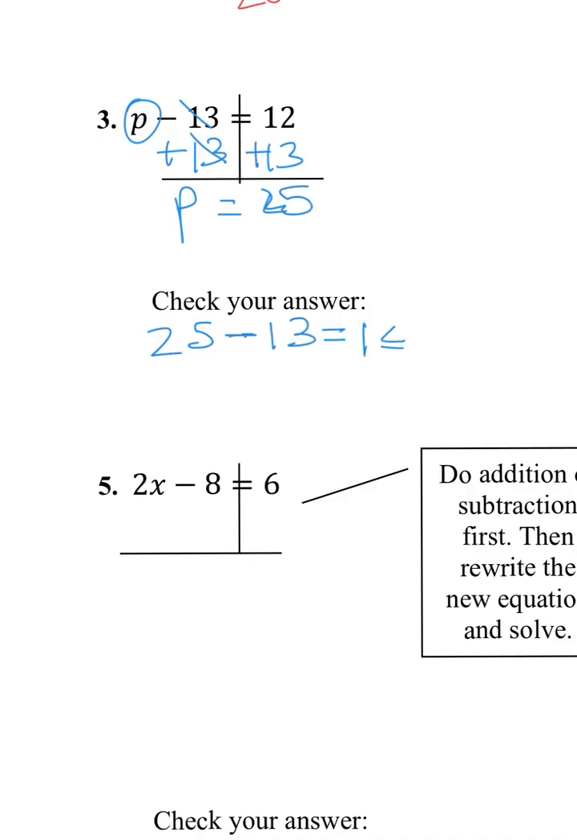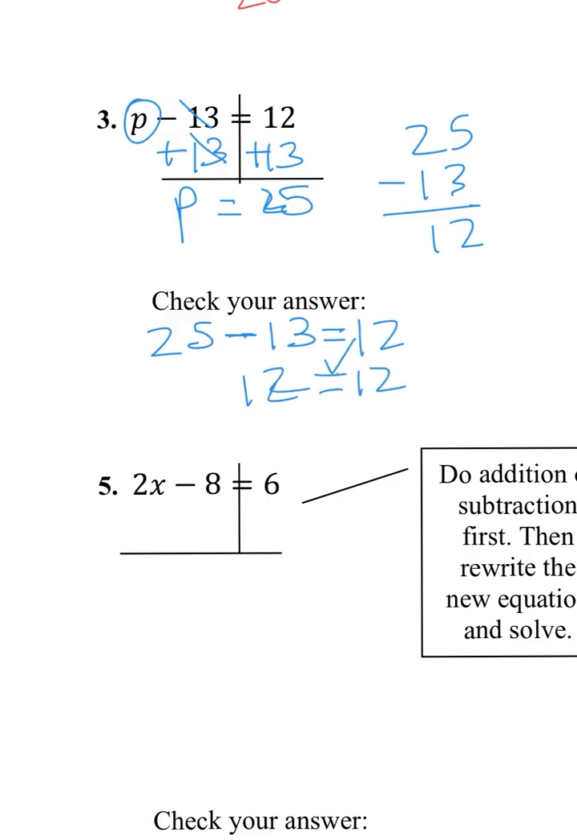Okay, so 25 minus 13. If you have to stack it, let's do it over here just for the heck of it. So 25 minus 13. 5 minus 3, that's 2. 2 minus 1 is 1, so 12. So does 12 equal 12? Yes, it does. So that equation checks. So the answer is 25.